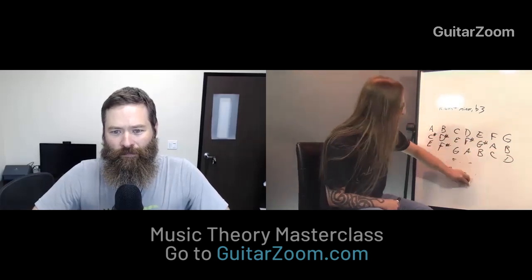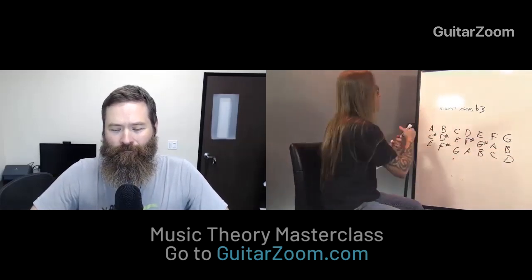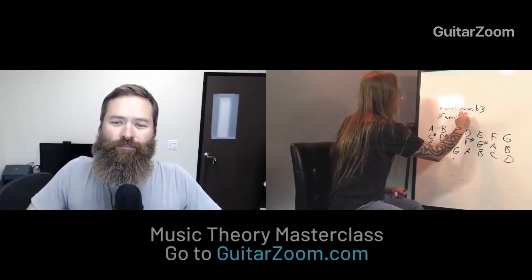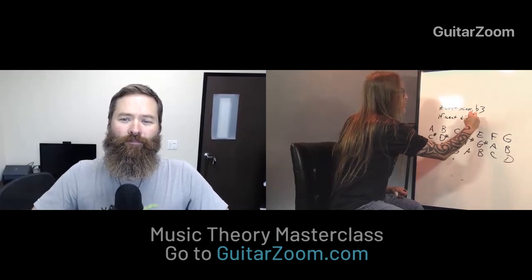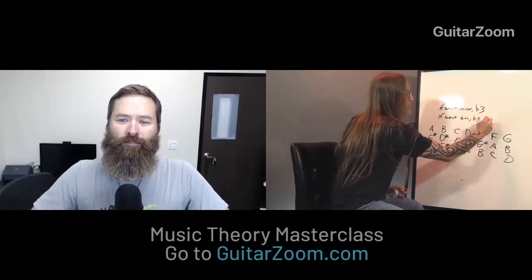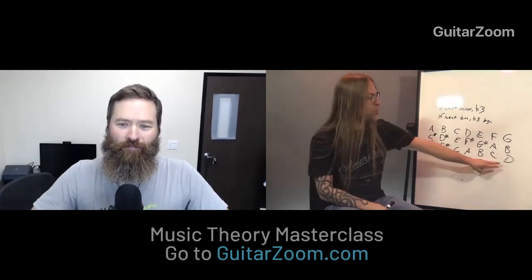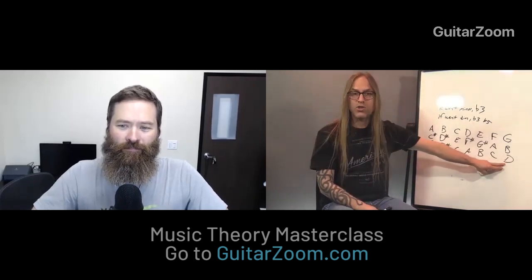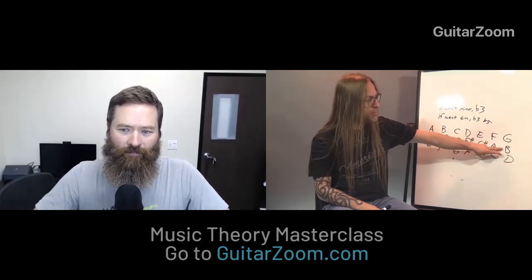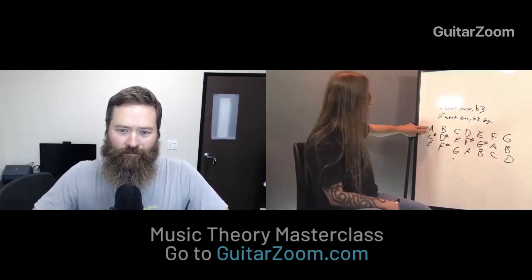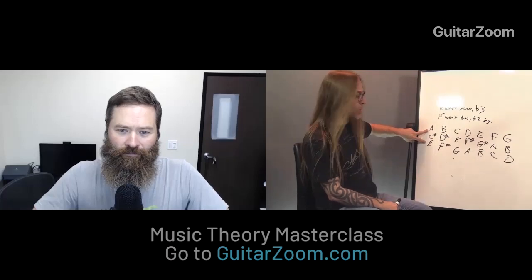Okay? If you wanted diminished, you flat the third and you flat the fifth. You flat them both. So if you wanted a G diminished chord, you'd have G, B flat, D flat. If you wanted an A diminished chord, you'd have A, C, E flat.